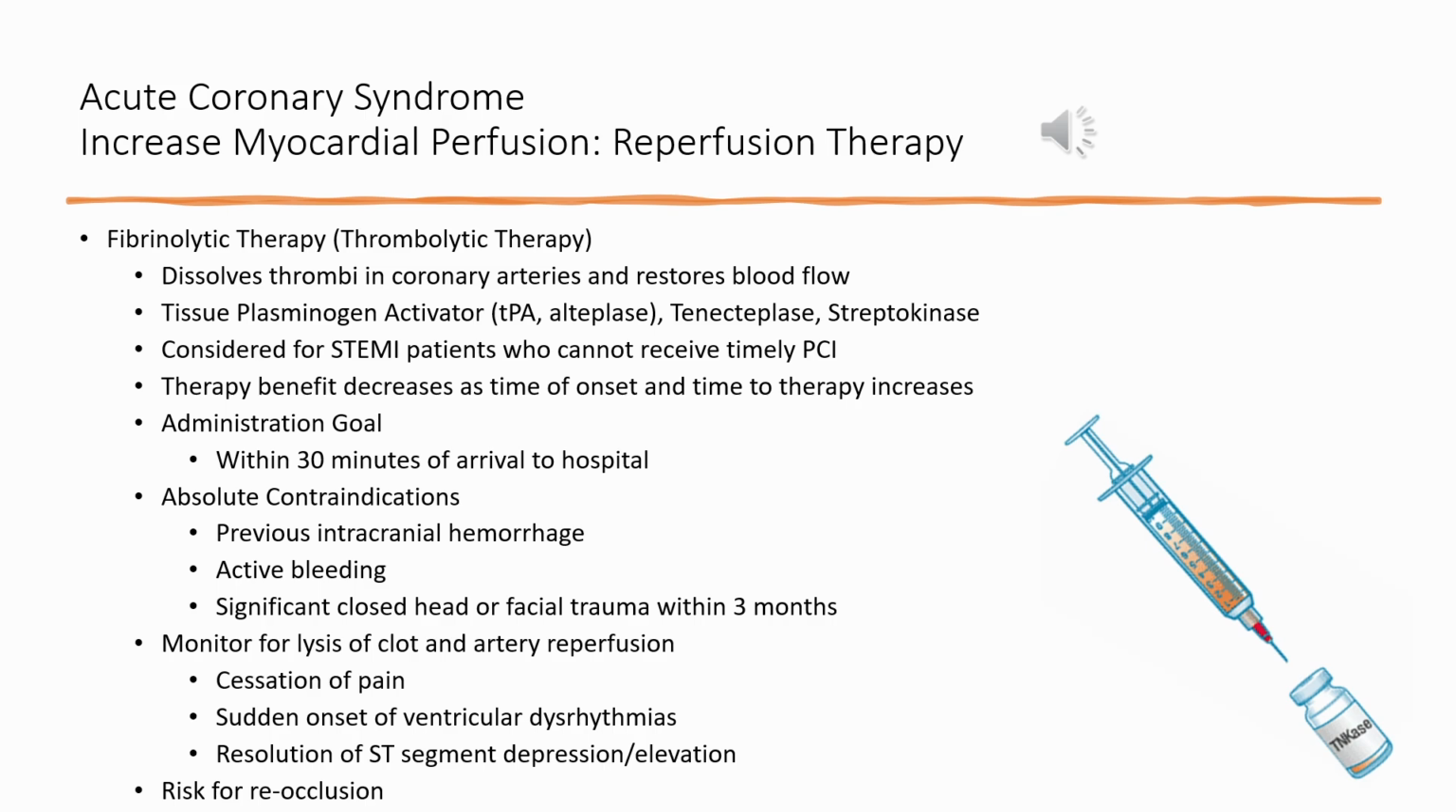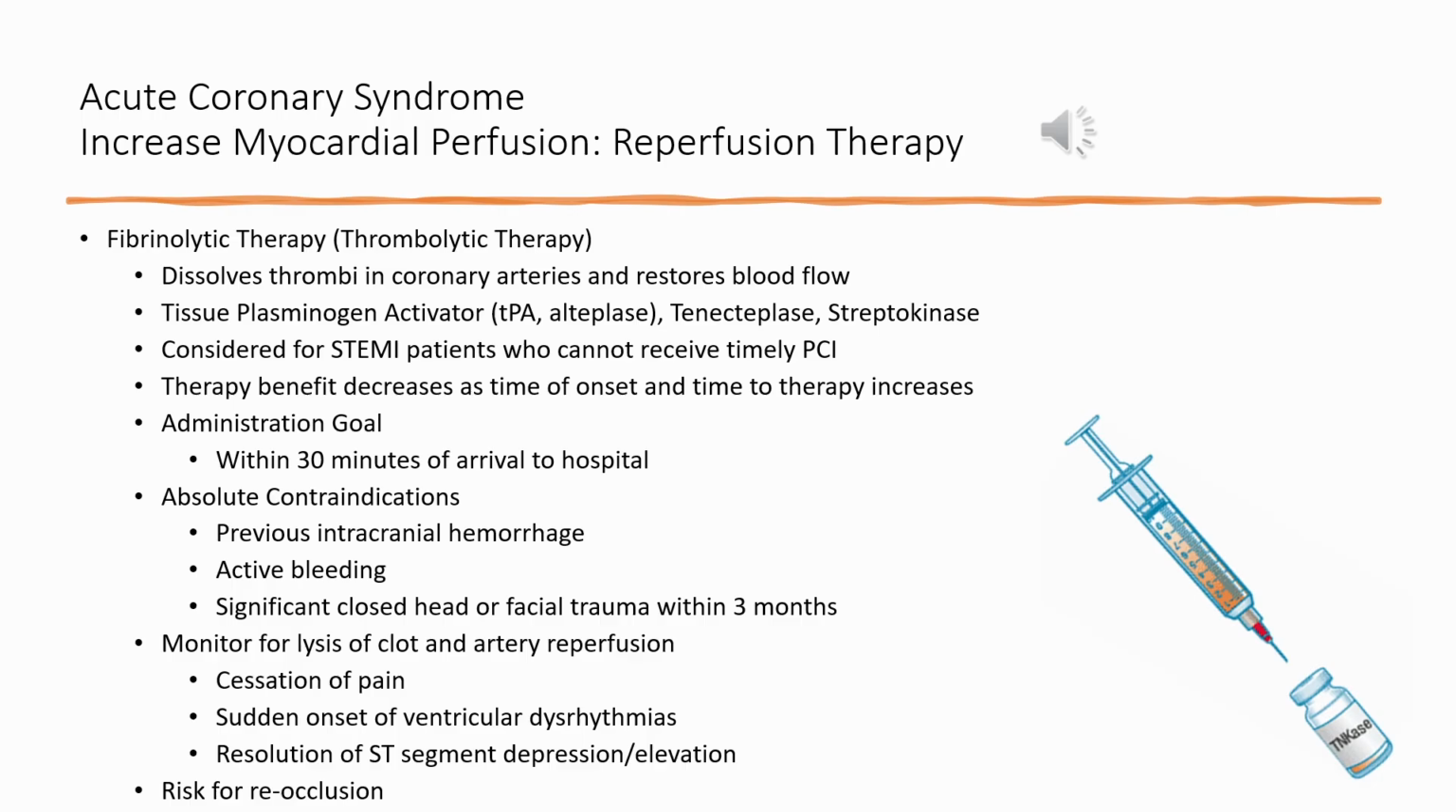There are also some relative contraindications where we need to really weigh the risk and the benefits. So these include things like uncontrolled hypertension, recent major surgery, pregnancy, active peptic ulcer disease, or the use of oral anticoagulants. The common theme here is that bleeding risk, which is why careful patient selection is so important.